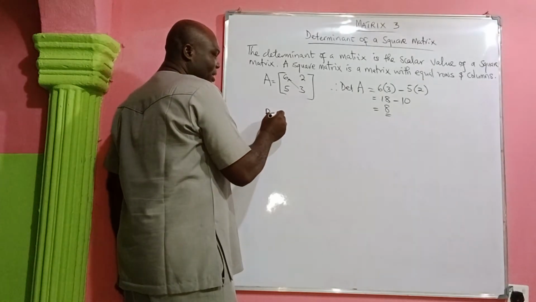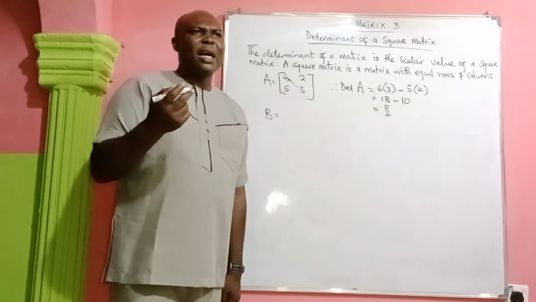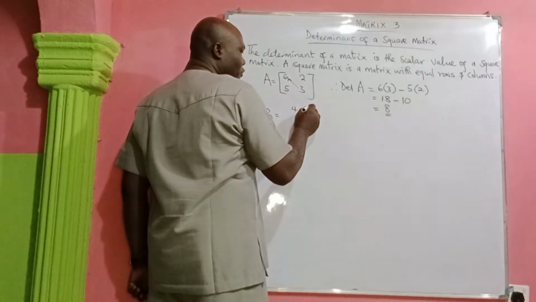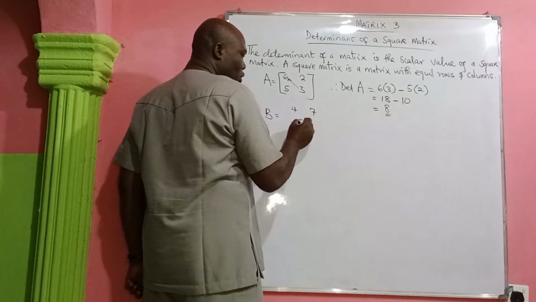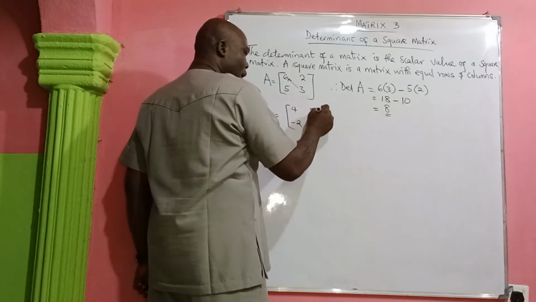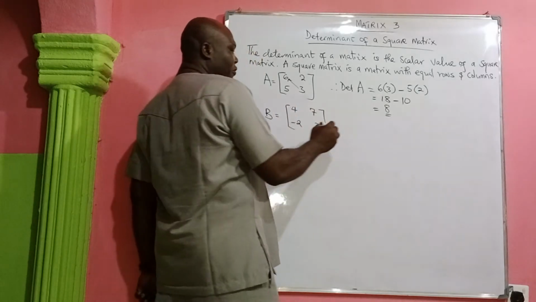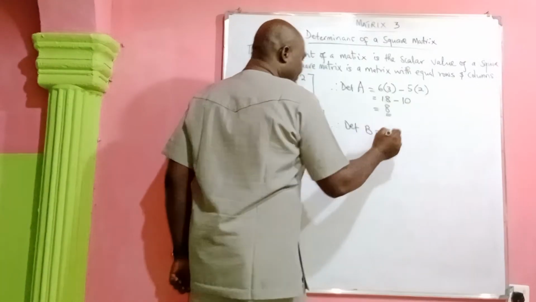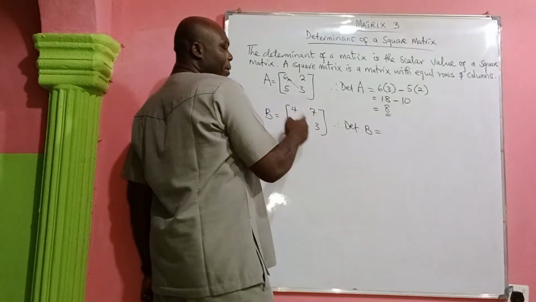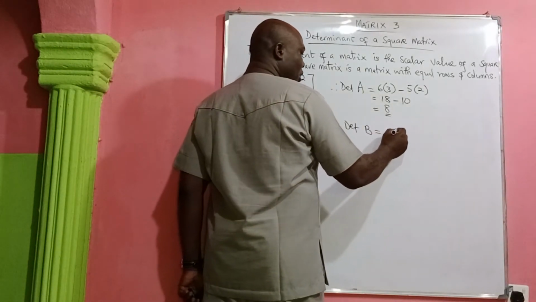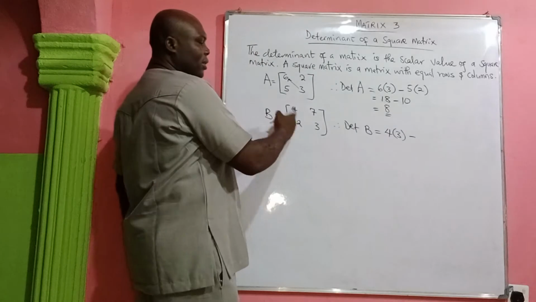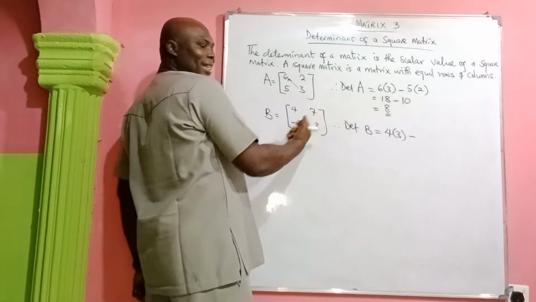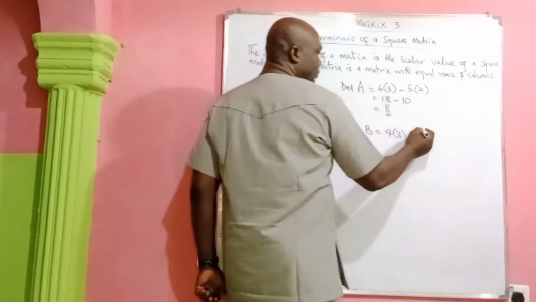Let's take another matrix, say B, that has the values 4, 7, minus 2, 3. Now, assuming we are asked to find the determinant of B, our determinant of B will be equal to, we multiply the elements of the principal diagonal, which is 4 times 3. We introduce a minus sign after multiplying the elements of the principal diagonal. Then we'll multiply the elements in the other diagonal, minus 2 times 7.